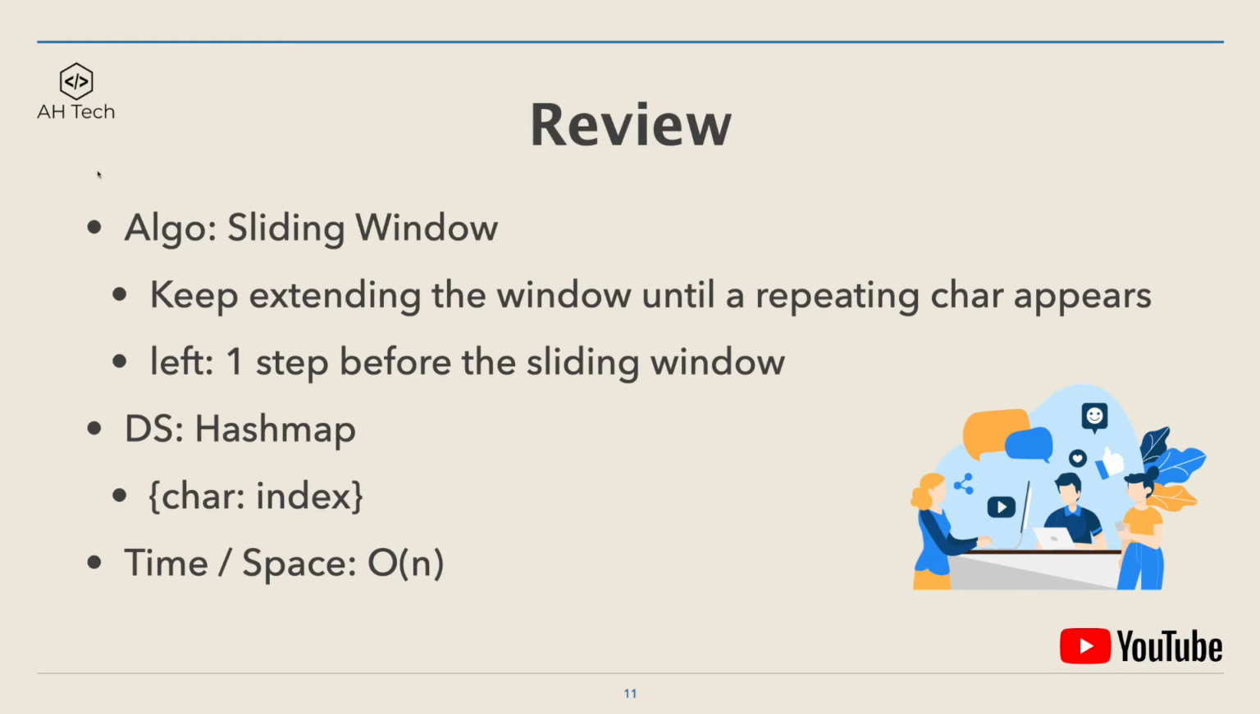Finally, let's review. So the key algorithm to solve this question is a sliding window, or so-called two-pointer. And the intuition is we'll maintain and keep extending the sliding window until a repeating character appears. And we have a left pointer that will point to one step before the sliding window. And the data structure we will use to keep track of the repeating characters is a hash map. And the key in the hash map is a character, and the value is the index of that character in the string. And time and space complexity of this approach are both linear, big O of n.